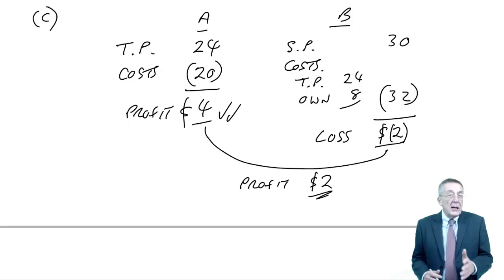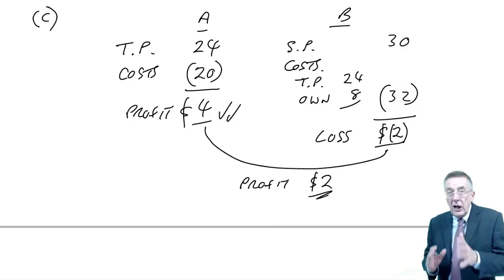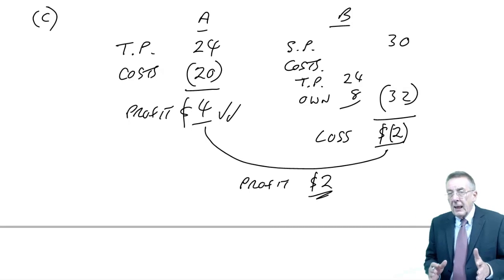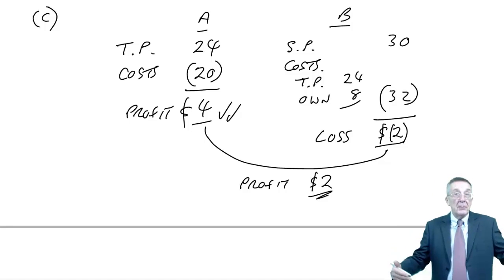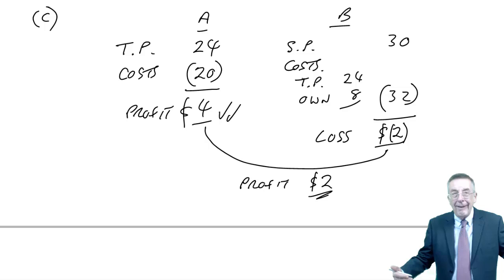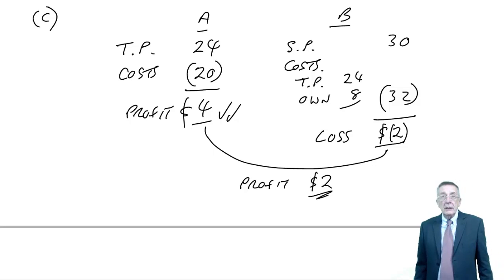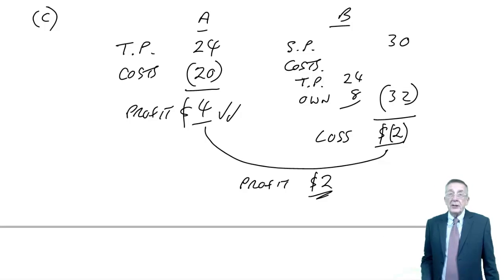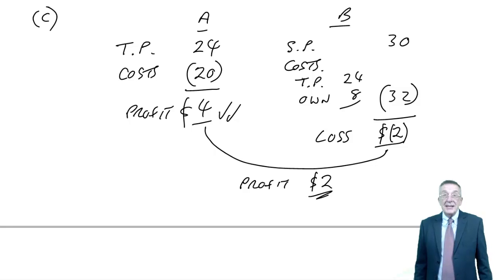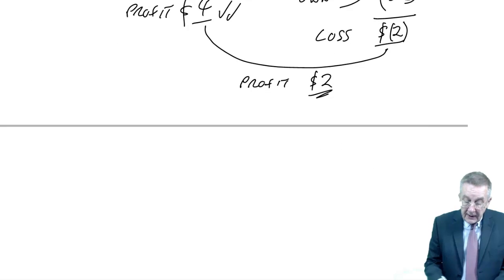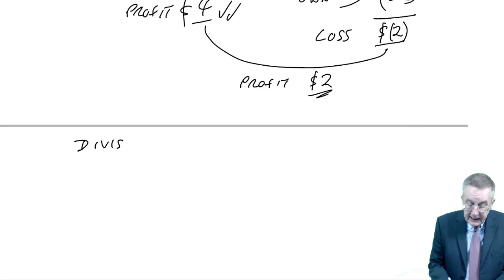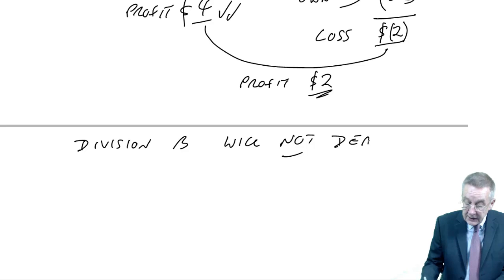Now again, it doesn't mean that B would close down, because I keep saying we always assume we're making lots of other products as well. But Division B, all right, any other products that are profitable, fine, but this product is loss-making. And if we allow them autonomy, Division B will not deal in this product.